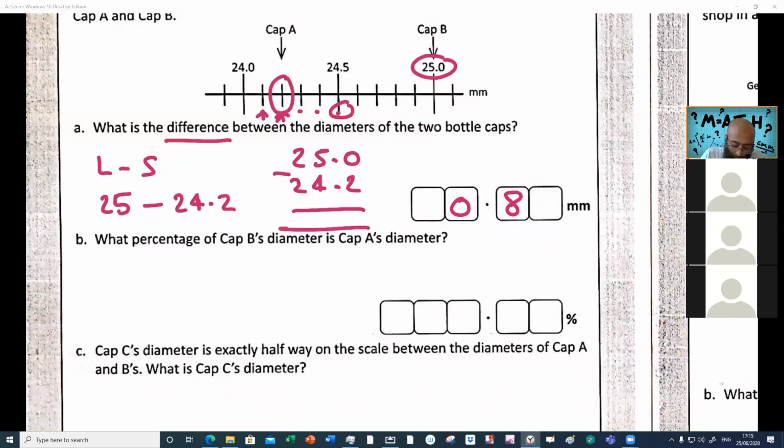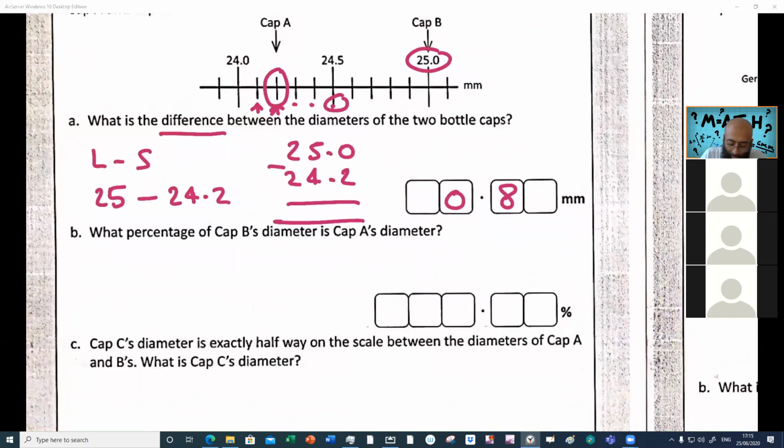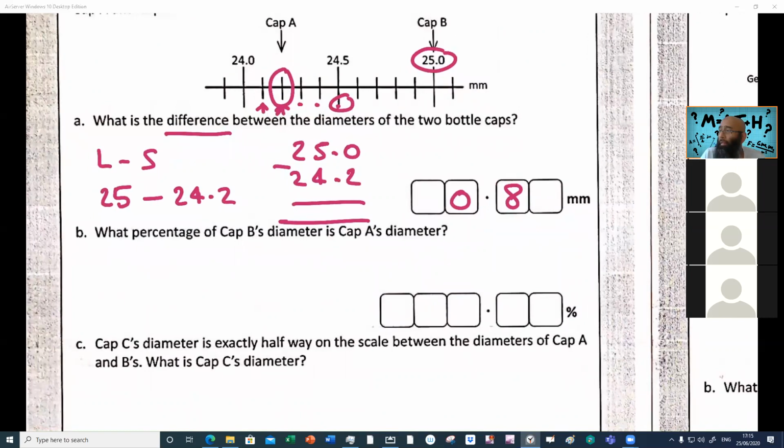Okay, done? Question B, what percentage of cap B's diameter is cap A's diameter? Now, Mr. Idris, how did you understand this question? What does it mean? I got stuck on it, so I never did it.